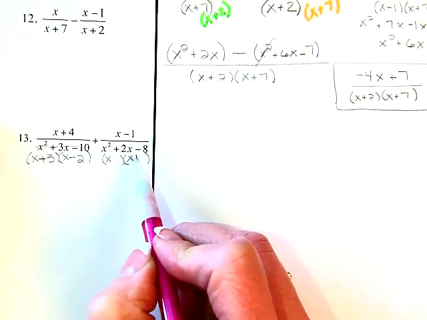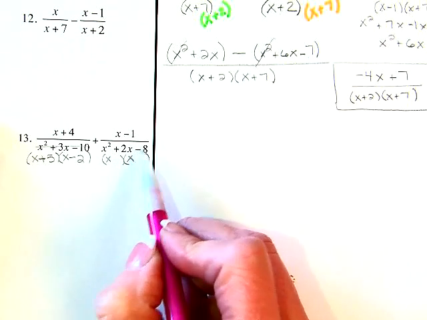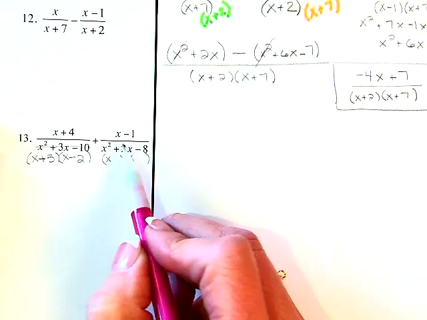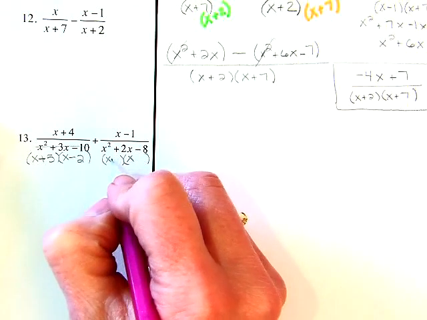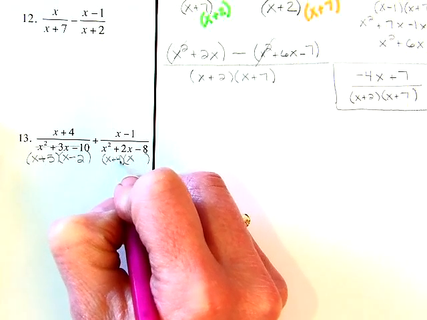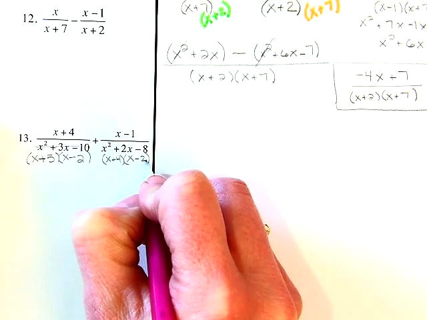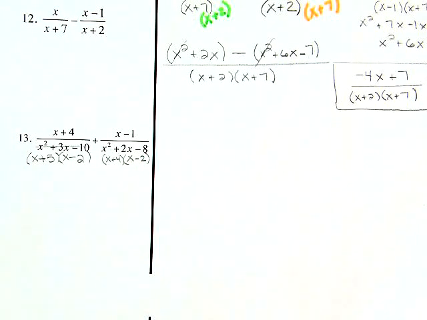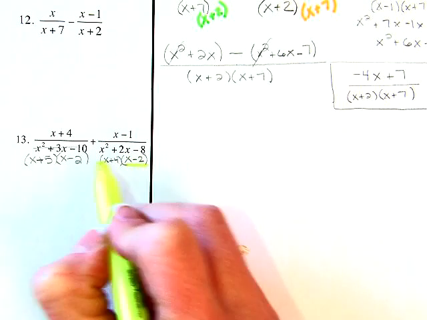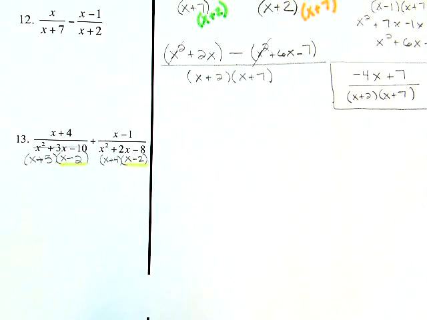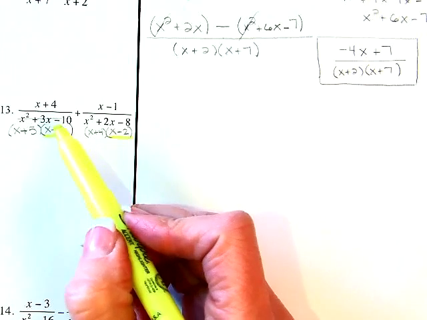Alright, so we're looking for our two binomials that both start with an x. Two numbers that multiply to be negative 8 and add to be 2 are going to be a positive 4 and a minus 2. Okay? So what I want you to notice here is that they both have the x minus 2 factor, but the denominators don't match. And in order to add here, they have to match.